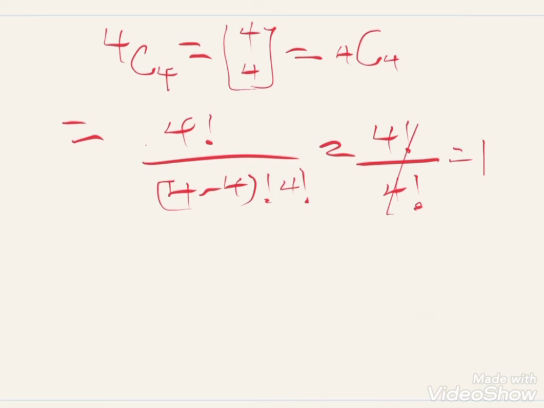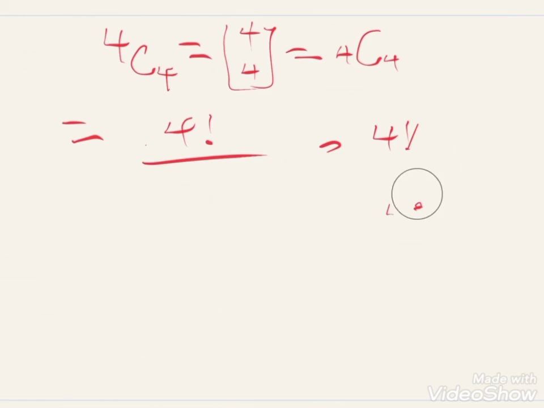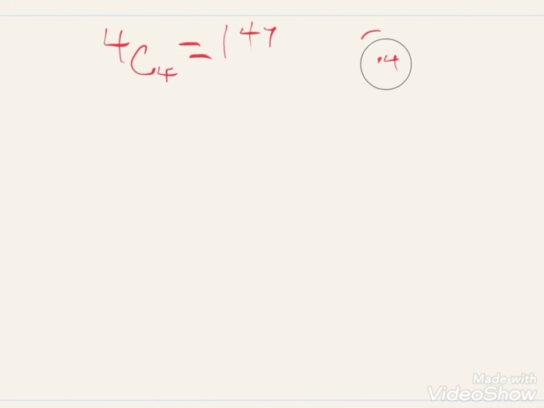Now since we have gotten all these, let us clean and replace those combinations with normal numbers. For 4 combination 0, we shall have 1. So in our expression, it should be 1 multiplied by.